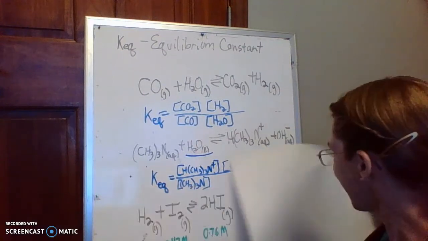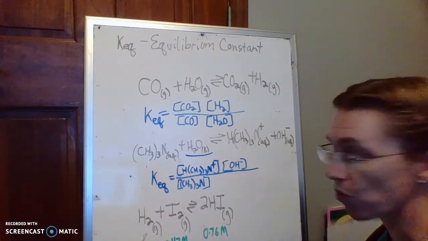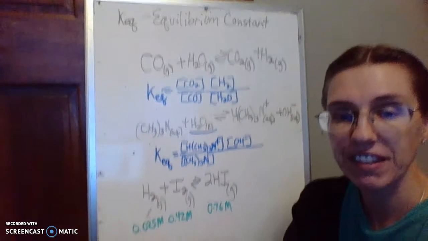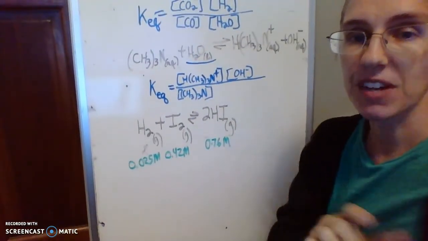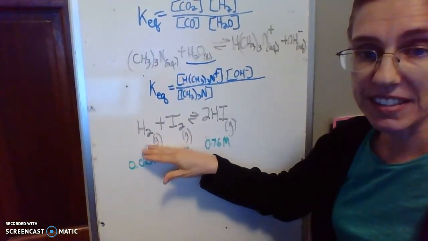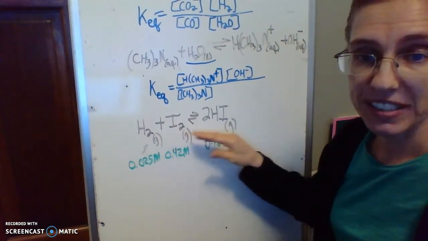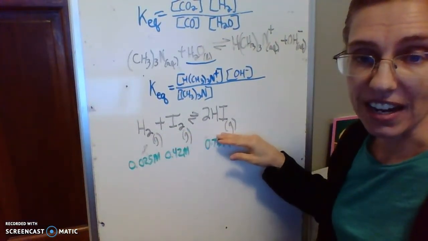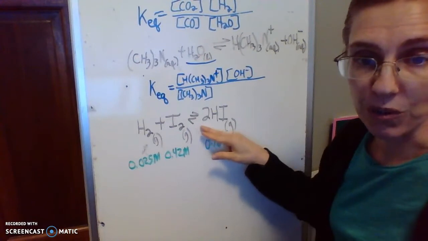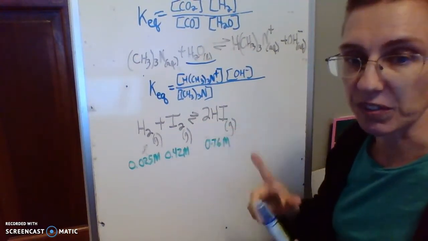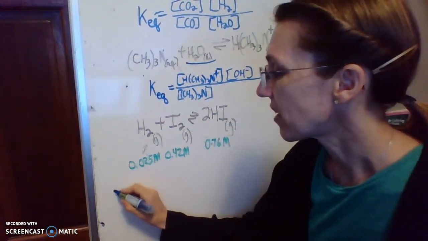Now let's try one that doesn't have 1 as coefficients for everything. Here we've got a reaction where we've got this gas, and then we've got I2 as a gas, and we've got HI as a gas. Okay, but note, the coefficients aren't all 1, so we've got to watch out for that. So we're going to write our Keq.